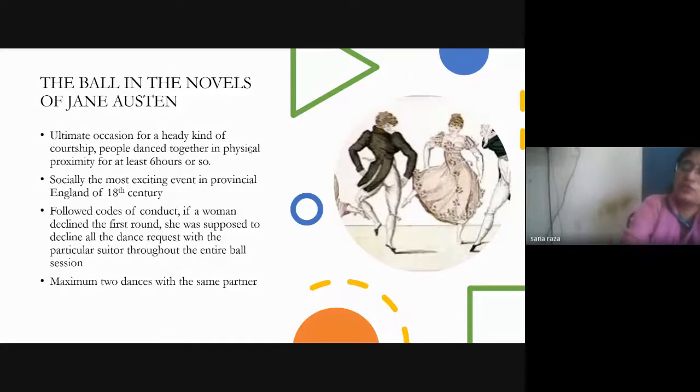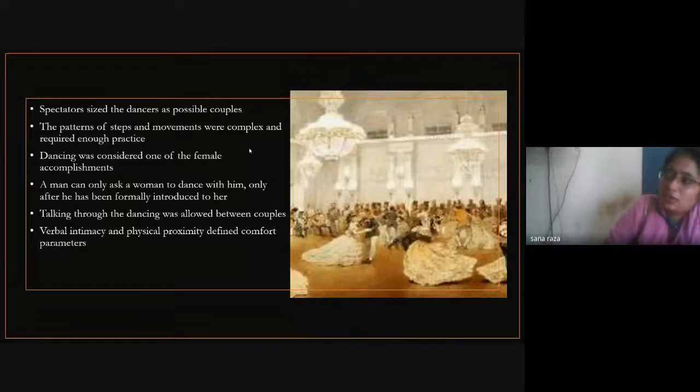Spectators sized up the dancers as possible couples. So while a few people were seen dancing on the dance floor, on either side there were a few elderly couples or married people who used to stand at the extreme end and see who is good for whom. The patterns of steps and movements were complex and required enough practice. So dancing was one of the skills and not everybody could dance there. Dancing was considered one of the female accomplishments.